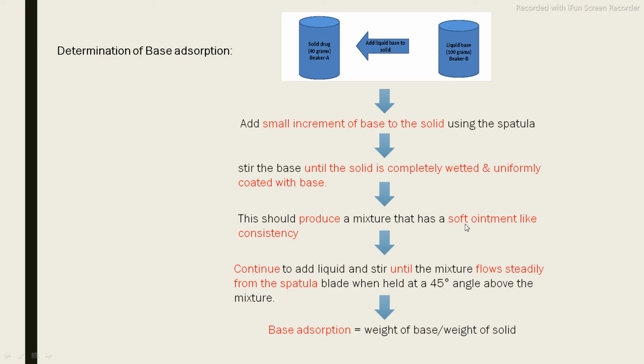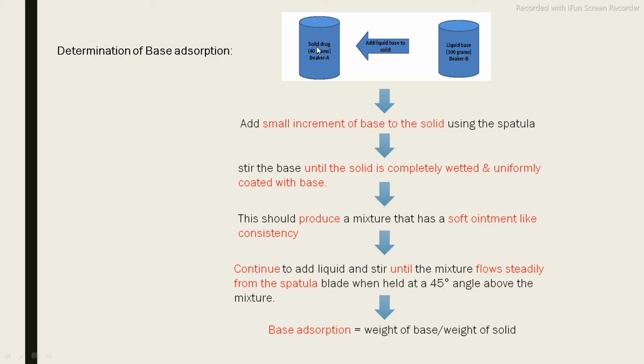Suppose finally you achieve this desired consistency after 60 ml, so you can calculate the base adsorption like 60 ml of liquid, or you can calculate the weight of that liquid. So 60 gram of base divided by 40 gram of powder. So in this way you can calculate the base adsorption, and if the value of base adsorption is less, the capsule size will also be less, and if the base adsorption is very high, then the size of capsule will also go on increasing. Suppose here in this example we have considered 60 gram of base and 40 gram of solid.